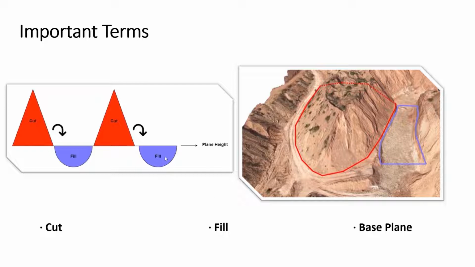Next, we look at what a fill is. The fill is the portion below the base plane. And here in this image, this is a pit-like terrain, and we have to calculate the volume of this portion. So here, the volume calculated will be the fill volume, and above this will be the cut volume. Now we know about the cut and fill.